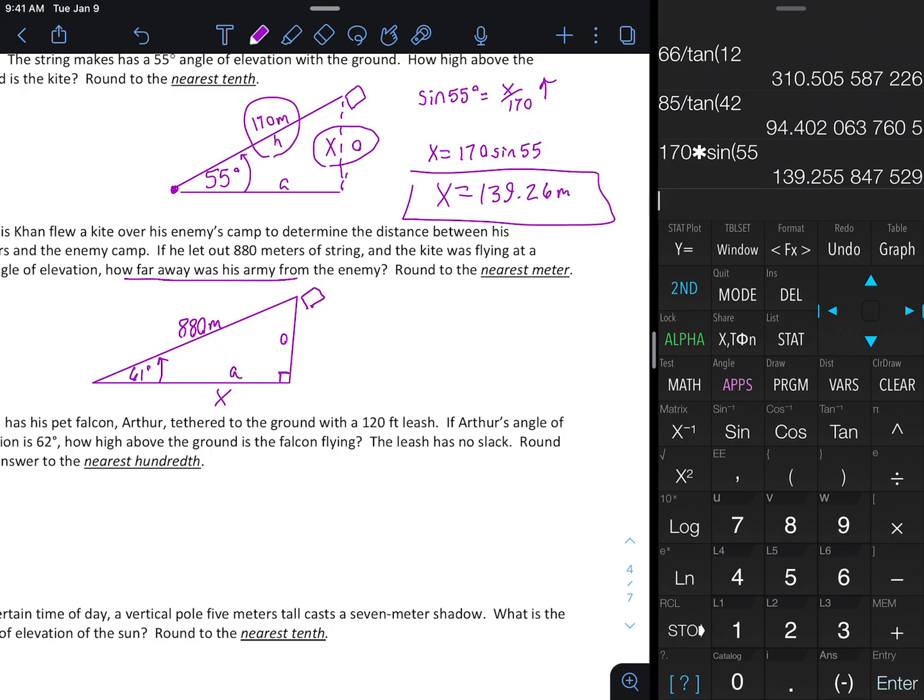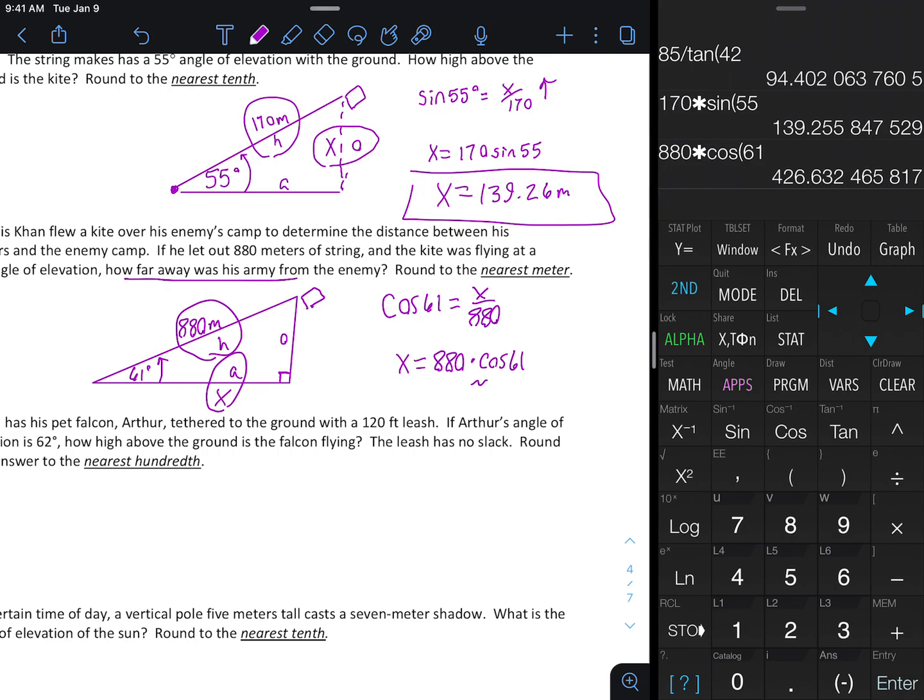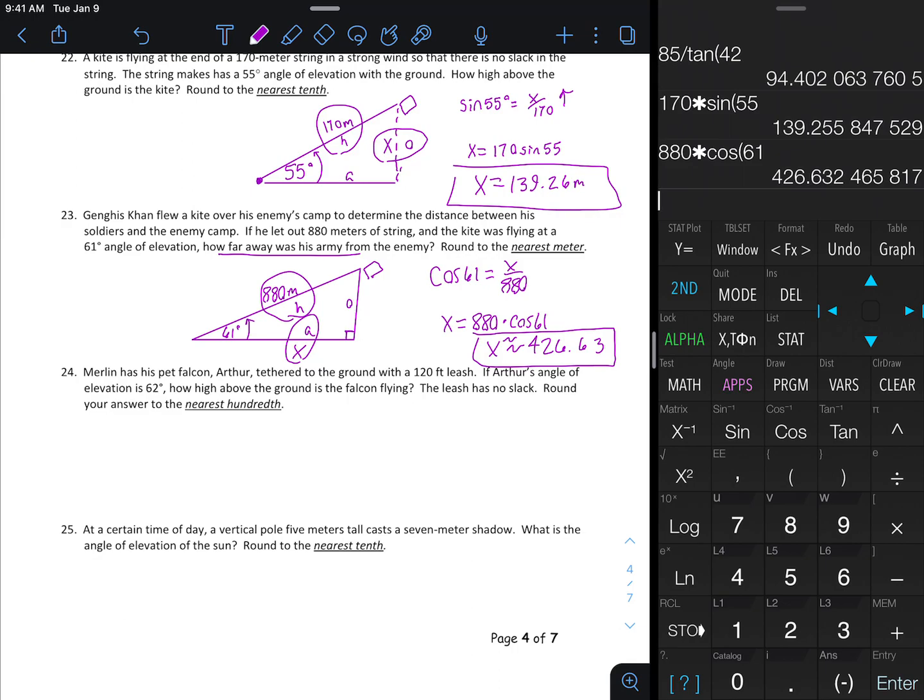So then you can label your O, A, and H, and the trig function that uses A and H is the cosine function. So that's cosine of 61 degrees equals x over 880. And then we can cross multiply and divide. That's eventually calculator ready form: 880 times cosine 61. And what does that come out to? Roughly 426.63. Okay, so that's that.